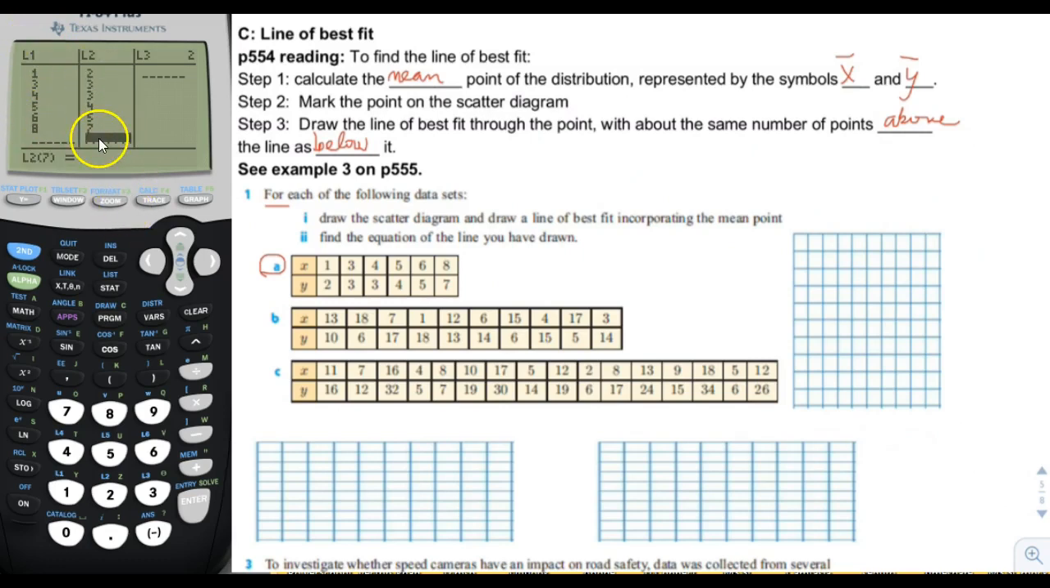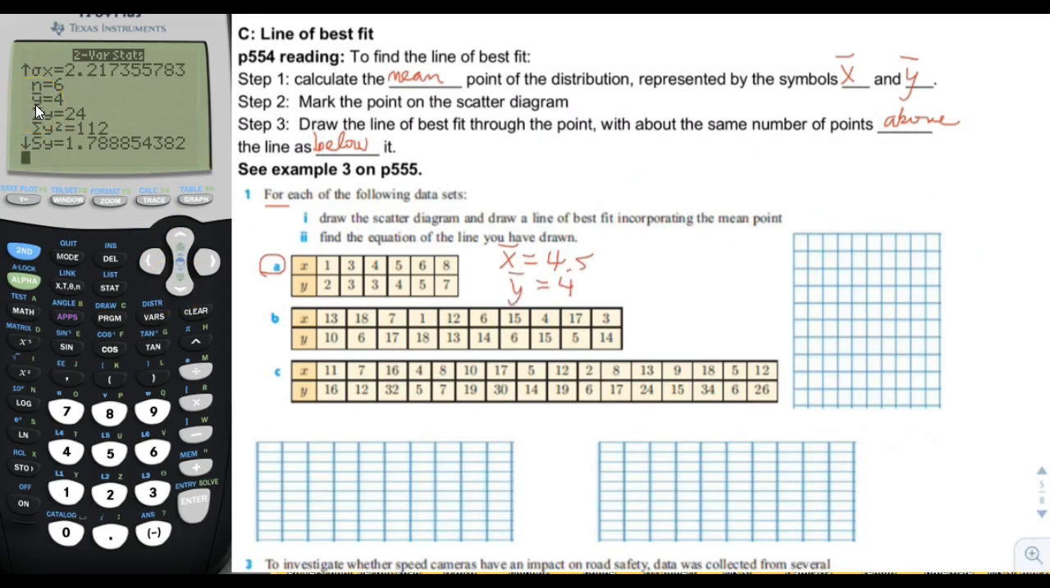To find the x bar and y bar values, the mean x coordinate, the mean y coordinate, I do stat calc 2-var stats because I have two variables, the x variable and the y variable. L1 goes into x list, L2 goes into y list, and then I do calculate. And it gives me for x bar 4.5. And for y bar, I just need to go a little bit farther down. And there it is, y bar is equal to 4.